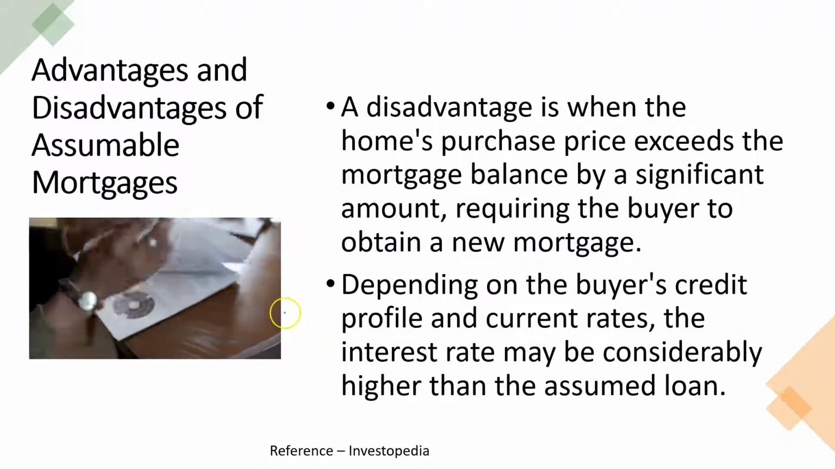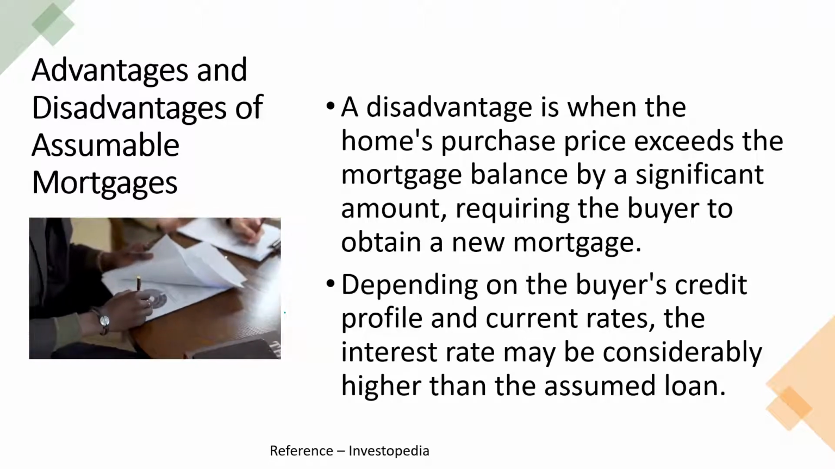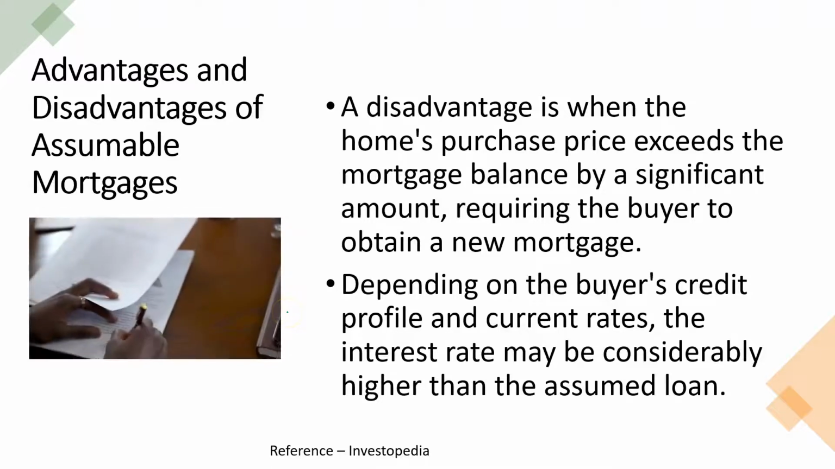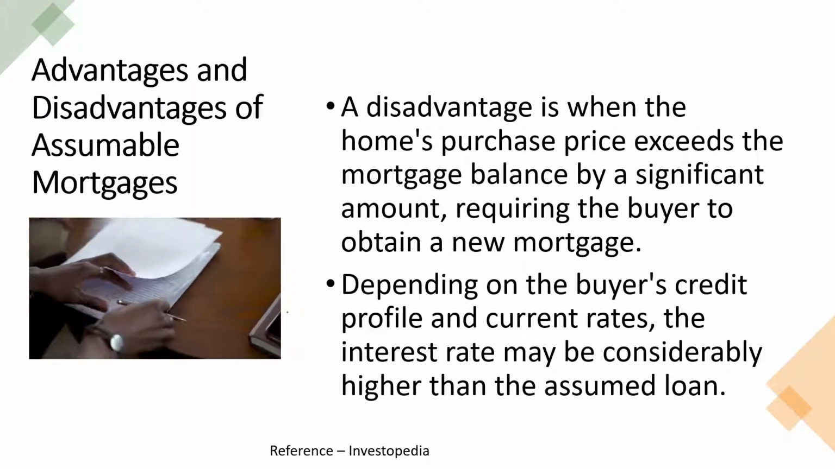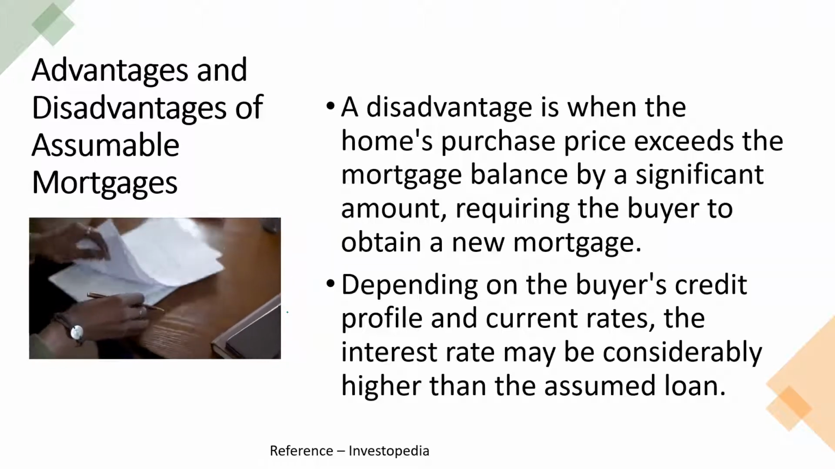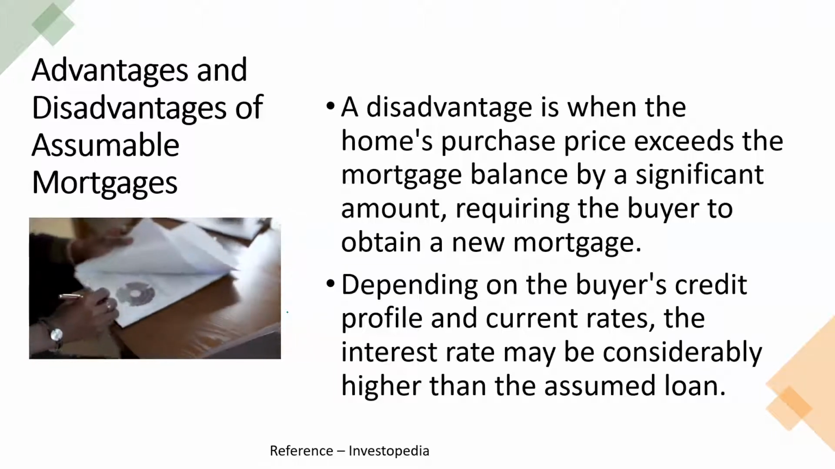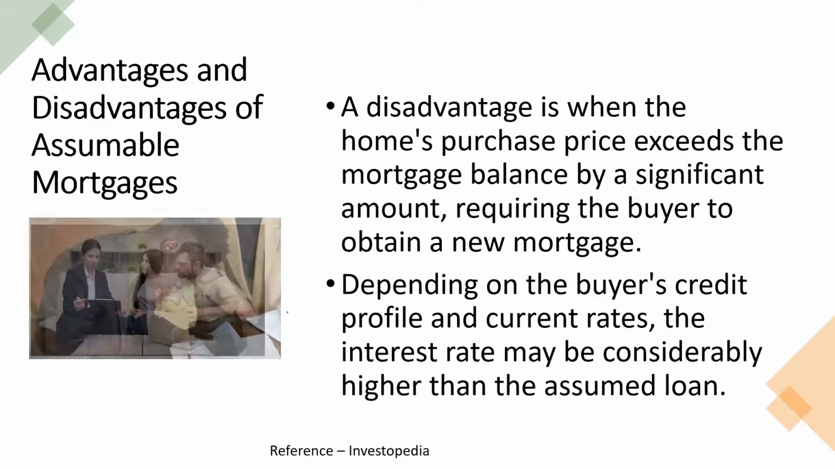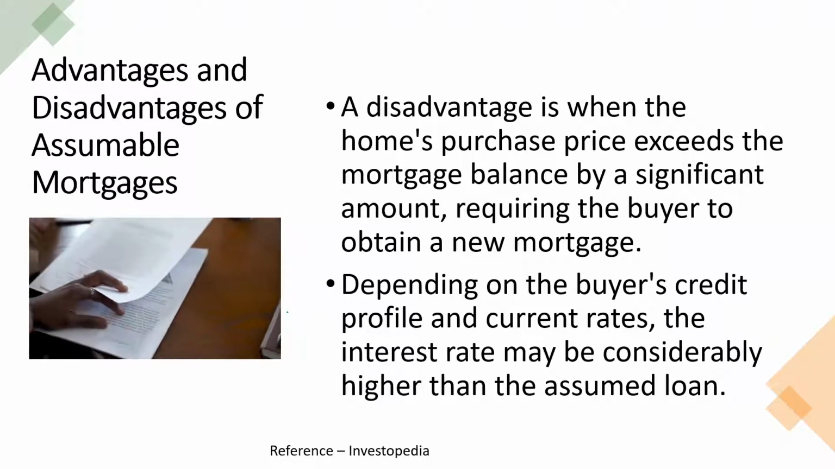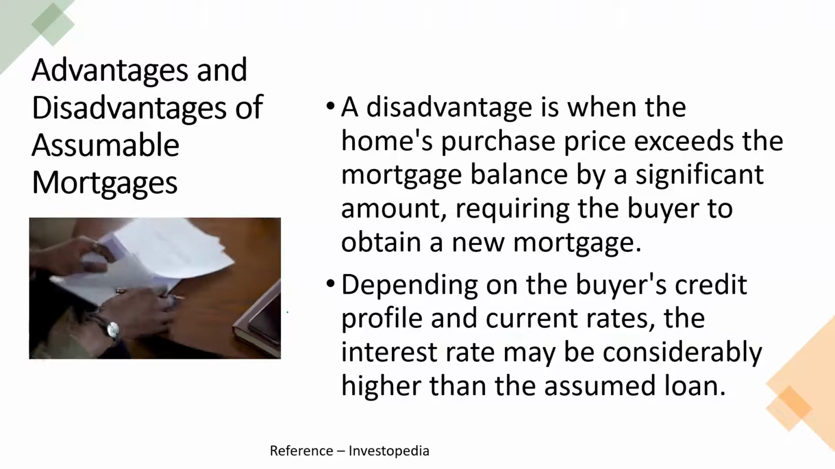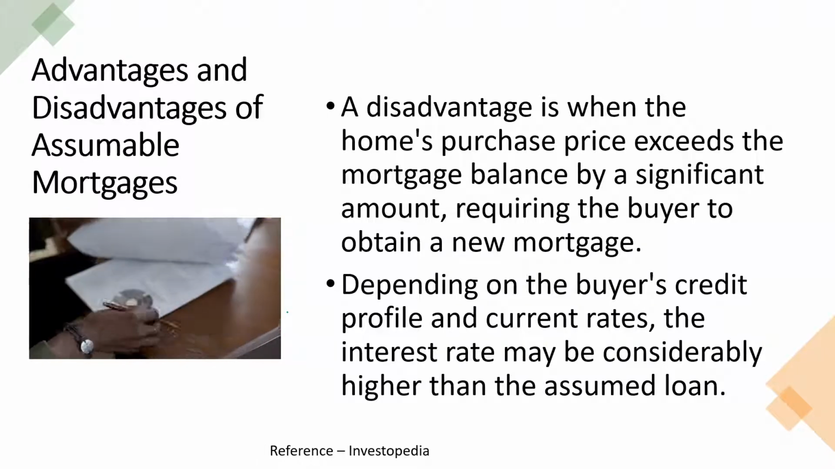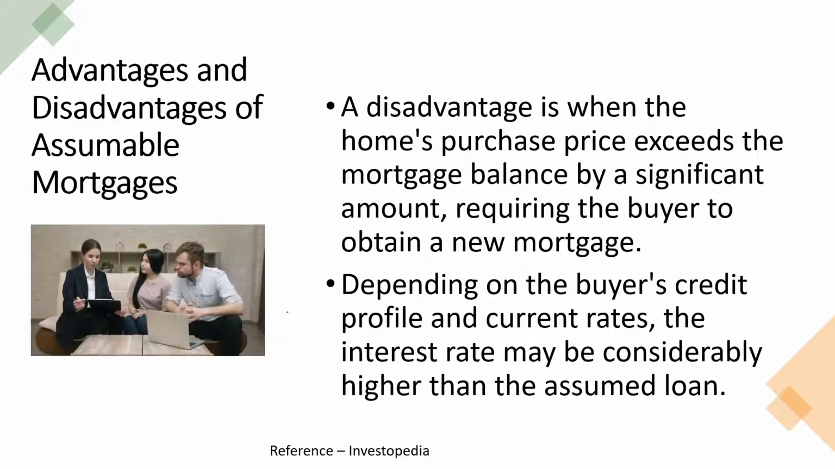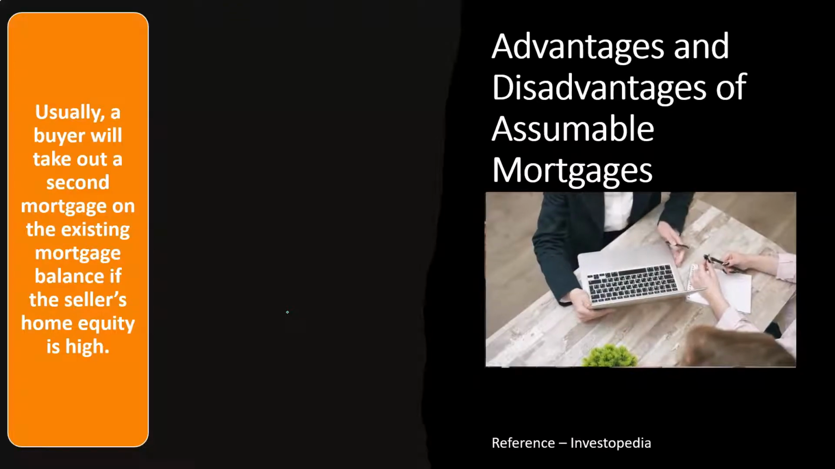So depending on the buyer's credit profile and current rates, the interest rate may be considerably higher than the assumed loan. In other words, the second loan that you're going to need, because we're imagining you're in a situation of higher rates and possibly given your credit ratings and so on and so forth, the rate on that second one might be higher. It also might have less priority than the first loan in the event of a default, meaning in the event of default, the loan that you are assuming probably gets paid first. If the second loan gets paid second, then again, that's going to add more risk to that lender, which could result in basically higher rates on that second one.